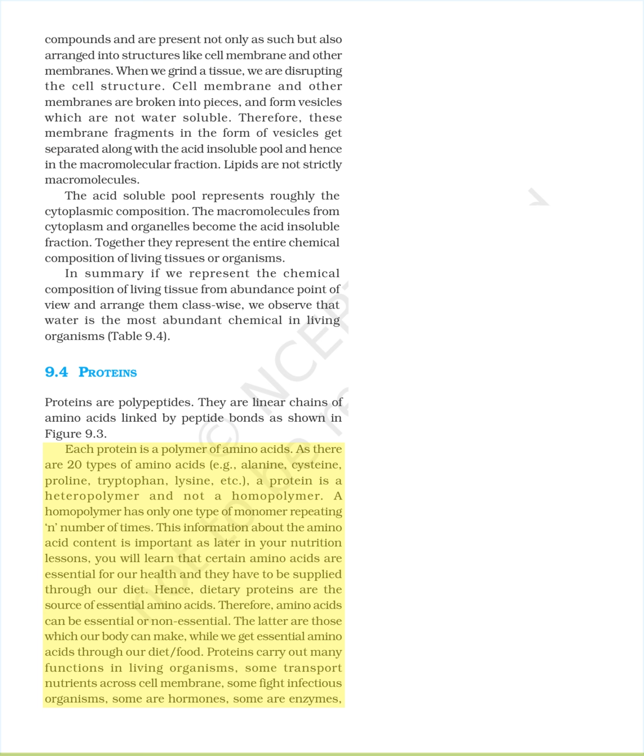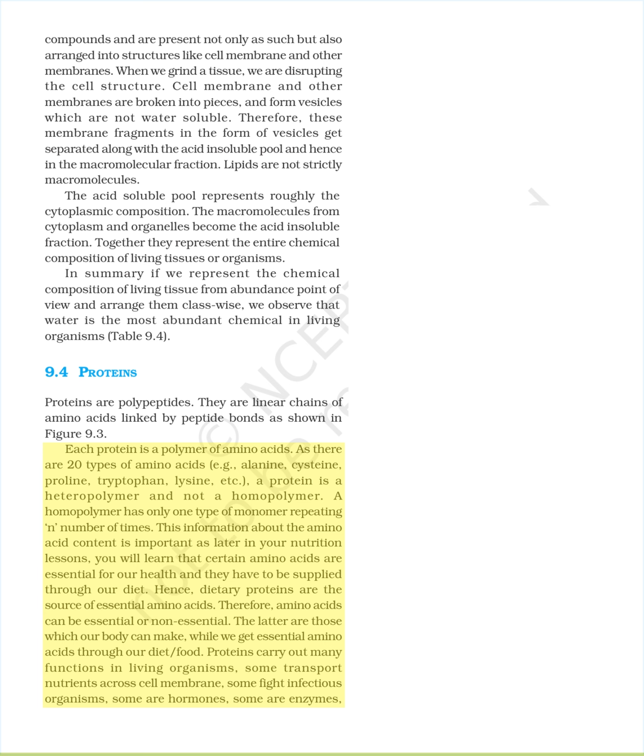Each protein is a polymer of amino acids. As there are 20 types of amino acids, e.g., alanine, cysteine, proline, tryptophan, lysine, etc., a protein is a heteropolymer and not a homopolymer. A homopolymer has only one type of monomer repeating n number of times.